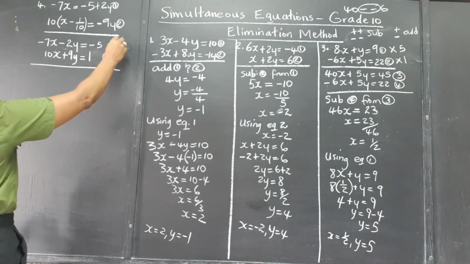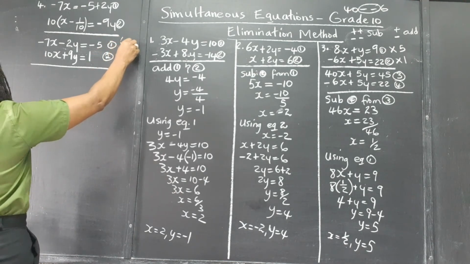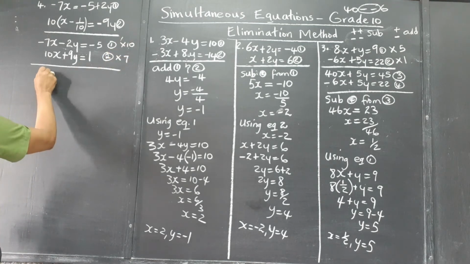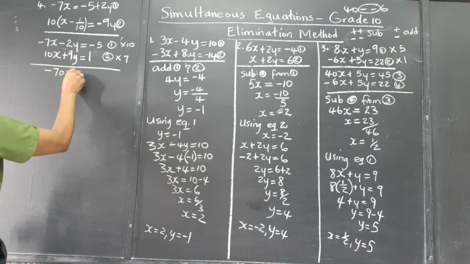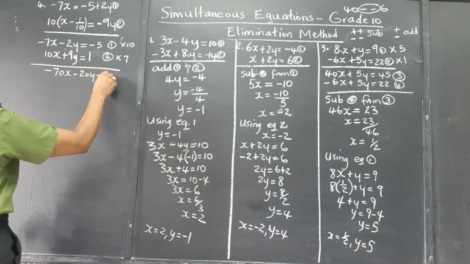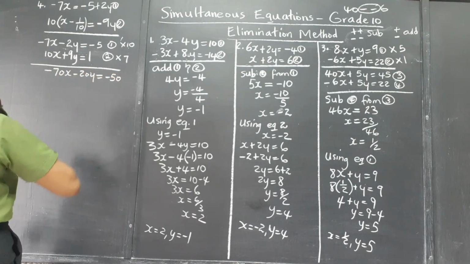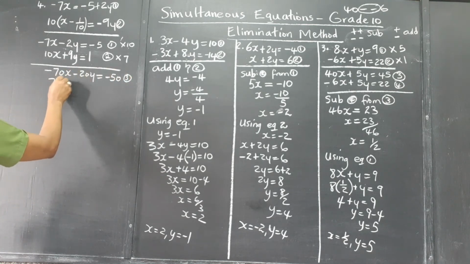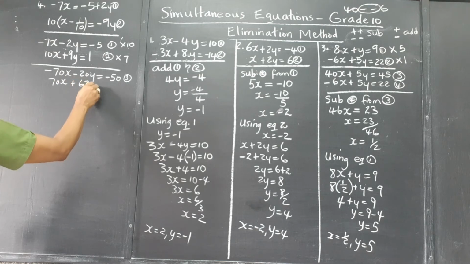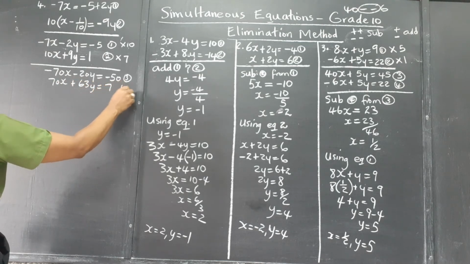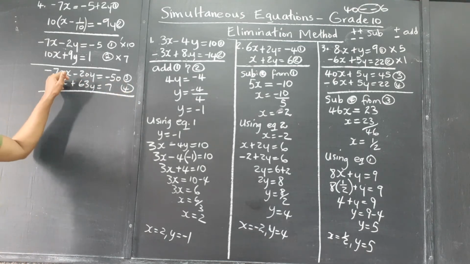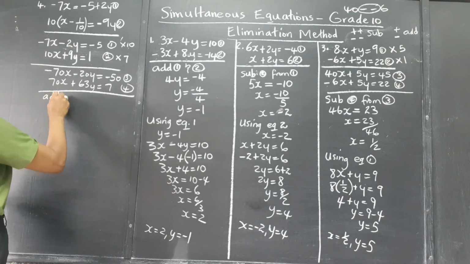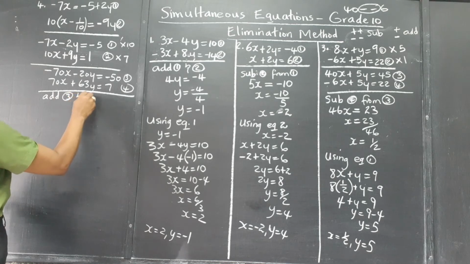So we're multiplying this equation by 10, this equation by 7. So I'm going to have negative 70x minus 20y is equal to negative 50. That's equation 3. And 70x plus 63y is equal to 7. Alright, so now we have a negative 70x and a positive 70x, we're going to add. So add equation 3 and 4.